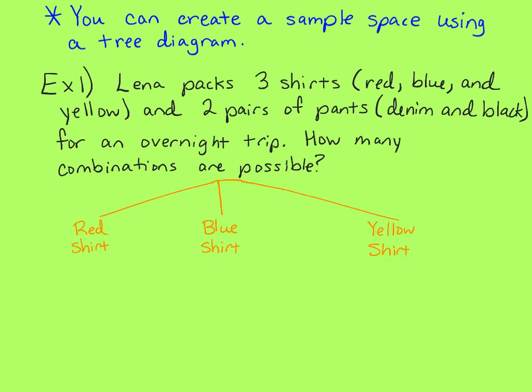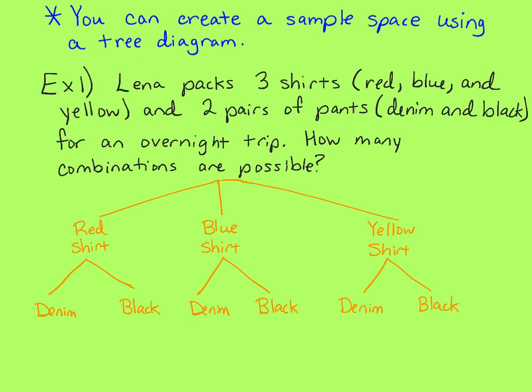So we can start by looking at this like tree branches. Our first choice would be what shirt to wear, red, blue, or yellow. And then we're going to decide between what pair of pants. So with the red shirt, she could have two choices. She could choose denim or black pants. And then if she chose the blue shirt, she'd have 2 choices, either denim or black pants. And if she chose the yellow shirt, she'd then have 2 choices, denim or black pants.